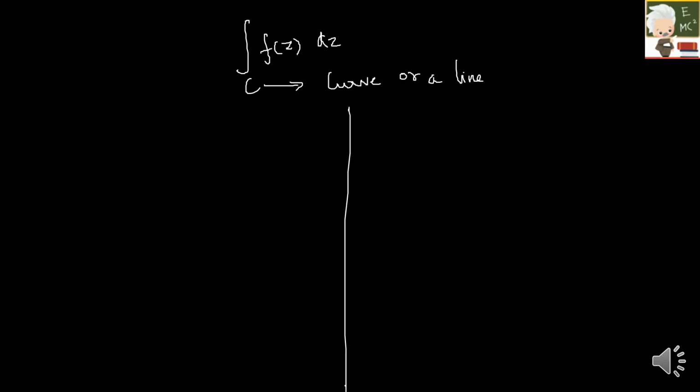What we saw in the last video is, if there is an integral over a contour of f of z dz, they are going to define whether this contour is a curve, a circle or a line, anything. How to approach that problem is what we are going to discuss today.